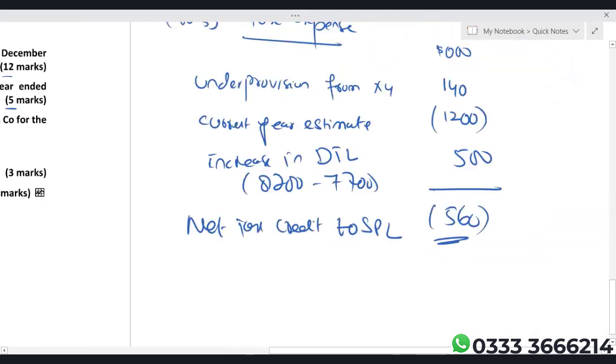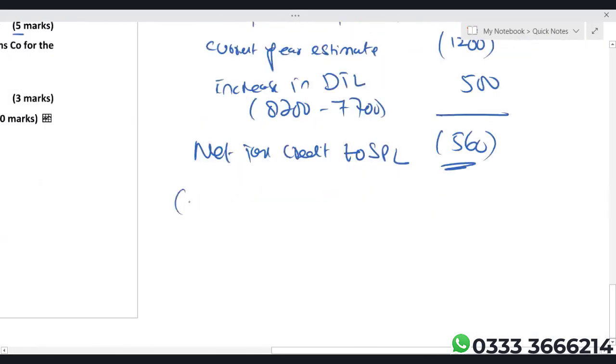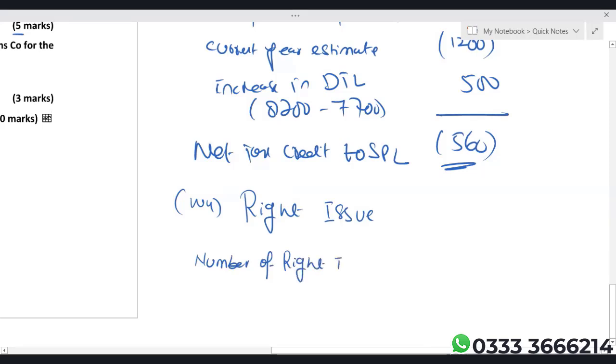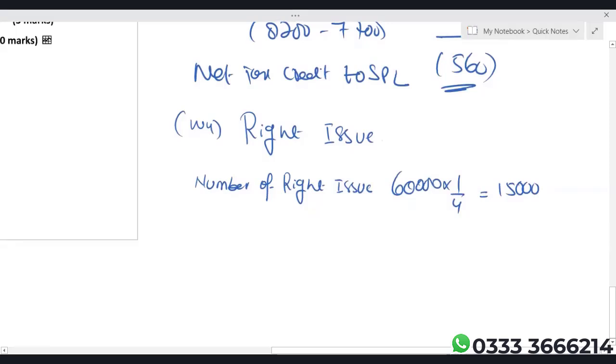Let's go for working for the right issue. Number of right issues, let me calculate this first. There are 60,000 shares before right, and the right is 1 upon 4. It means 15,000. So par value multiplied by 15,000, your share capital will increase and the balancing figure will be the share premium.